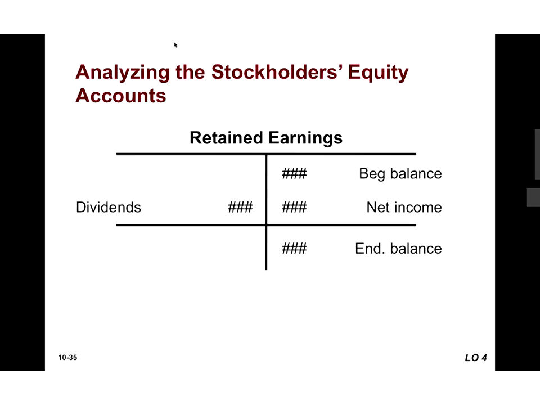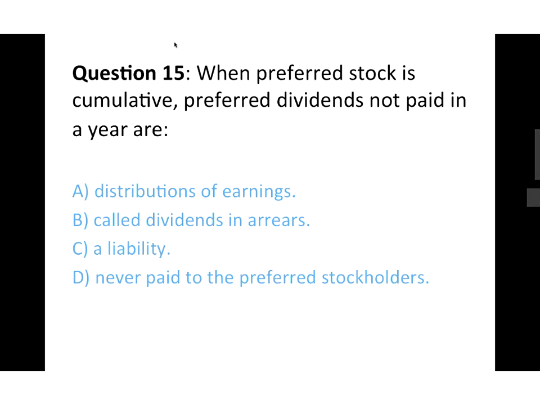Okay, we're going to do a couple of questions before we go on to stock dividends. Stock dividends are coming up next. We have a couple of questions on preferred stock. The first one: when preferred stock is cumulative, preferred dividends not paid in a year. If we don't declare them, we're not paying them, what are those called if preferred stock is cumulative? Preferred dividends not paid or not declared in a given year are called what?